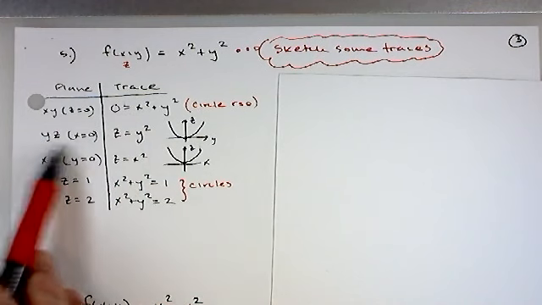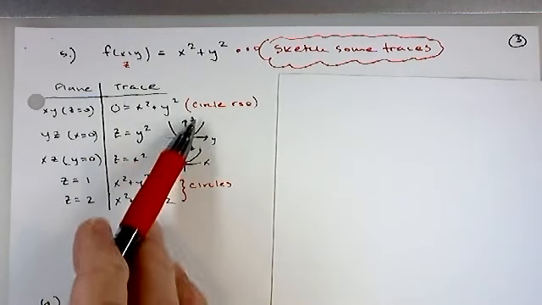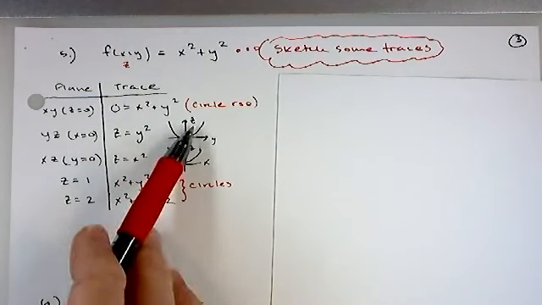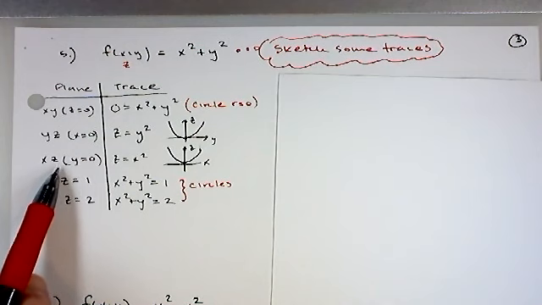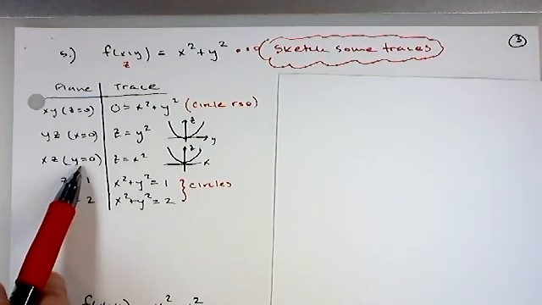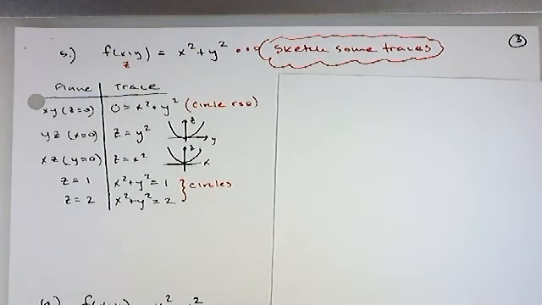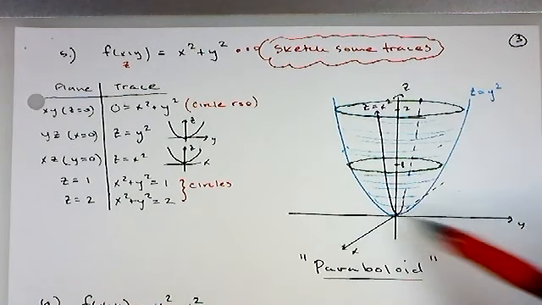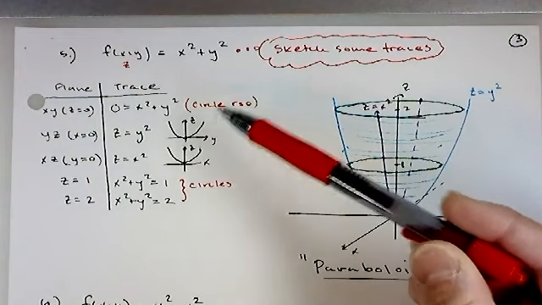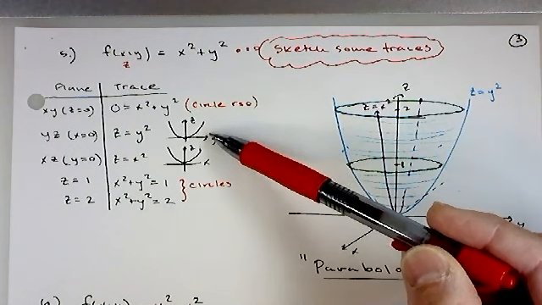In the yz plane, when x is 0, I get z equals y squared, which is a parabola on the yz axes. And then in the xz plane, when y is equal to 0, I get z equals x squared. So let's see how that looks on the three-dimensional axes. Okay, so I've got x, y, z. Now, this isn't very useful. We'll talk about that, but let's talk about this one.